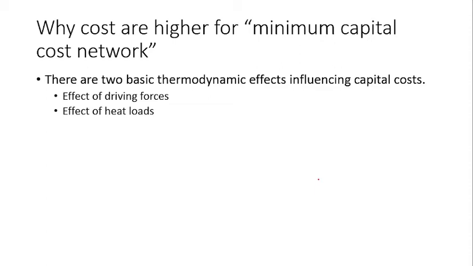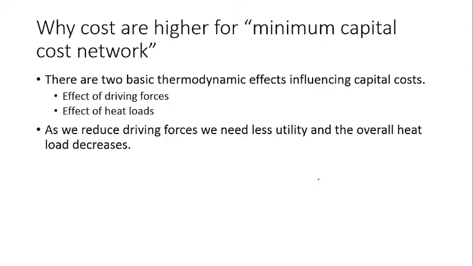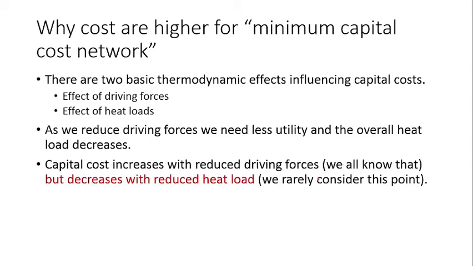We know what driving force is. Driving force is delta T, right? As we reduce the driving force, we need less utility and the overall heat load decreases. So if your delta T is less, naturally the energy requirement decreases, but your capital cost will increase, right? Capital cost will always increase with reduced driving force because delta T decreases, but capital cost also decreases with reduced heat load. So if your delta T is reducing, though the capital cost might increase because of the area requirement, since the load itself is less, the capital cost increase can be compensated.